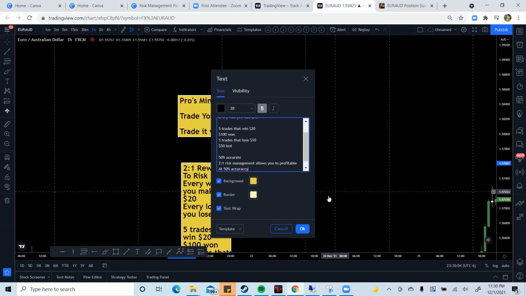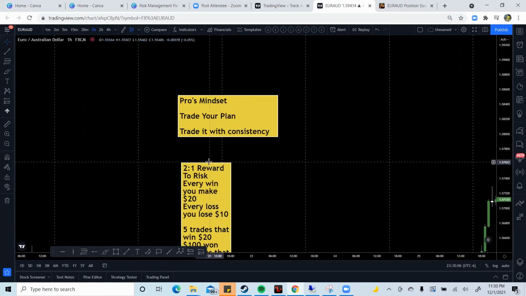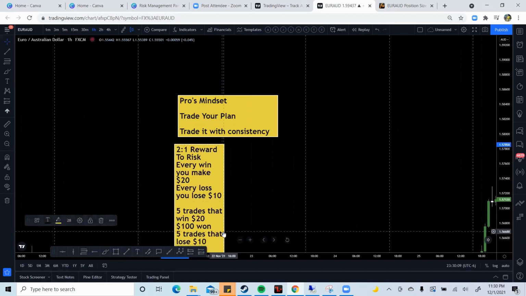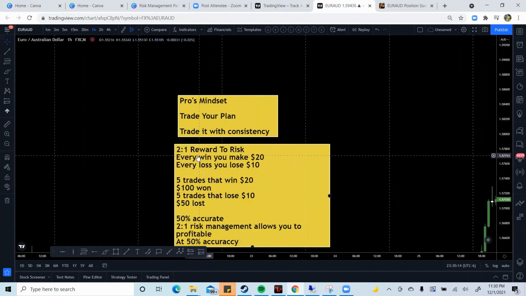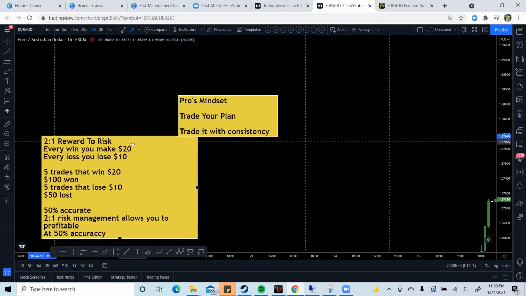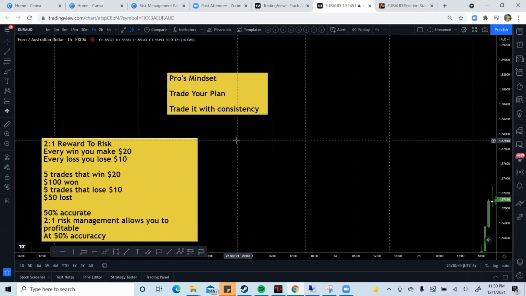And you ask yourself, why are so many traders losing if the math is really that simple and it takes so much pressure off of you? The reason is amateurs don't trade the plan, and if they have a plan, they definitely don't trade it with consistency. Because if you really think about this, I'm not even including the compounding effect to this reward to risk.